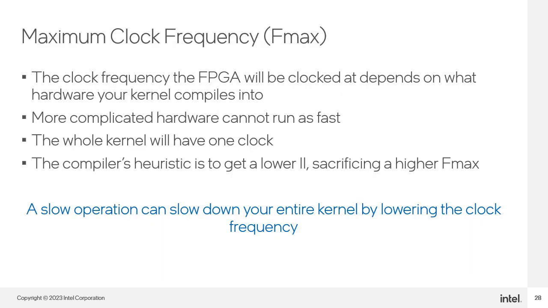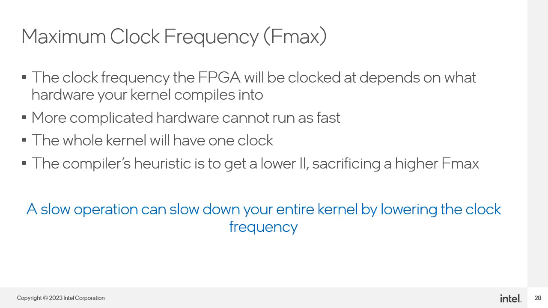The compiler's prerogative is to optimize II first. However, the maximum frequency Fmax achieved is also important. The Fmax refers to the clock rate the FPGA is clocked at, and it depends on what hardware your kernel compiles into. The more complicated the hardware, the slower the frequency. The whole kernel will have one clock, and where there is a slow operation, it can slow down your entire kernel by lowering the clock frequency. Typically, the compiler will sacrifice a higher Fmax for a lower II.